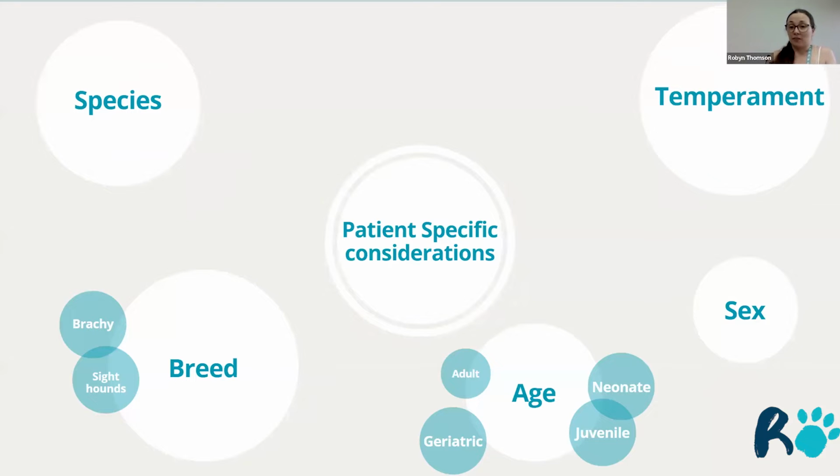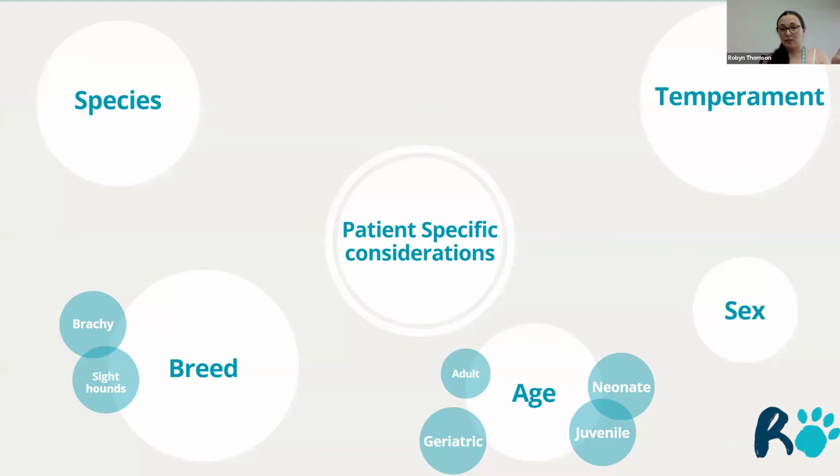So my patient-specific considerations. Generally speaking, these are going to be related to things like the species, the breed, the age, the sex, and the temperament of the patient. Now, as you can see, I've added some extra little bubbles here just to show you. From those, then I'm going to be thinking of certain categories that we're going to think of. And this is by no means an exhaustive list. It was just to sort of demonstrate.